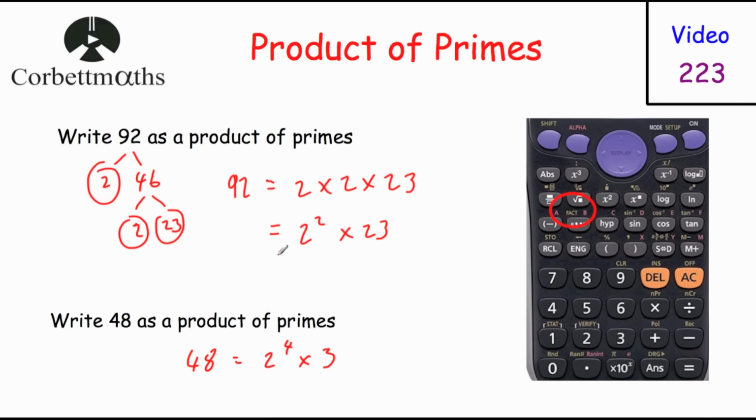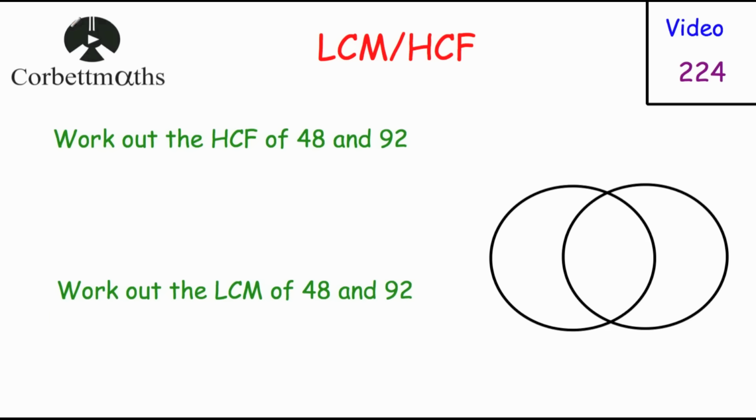So we've got 92 as a product of primes, and we've got 48 as a product of primes. Let's now use that information to work out the lowest common multiple and the highest common factor of those numbers. So here we've got our question. It says write down the highest common factor of 48 and 92 and write down the lowest common multiple of 48 and 92. So let's write down what they were as product of primes again.